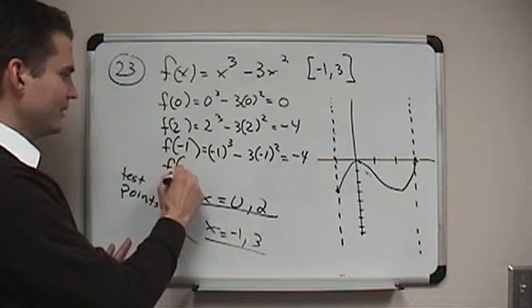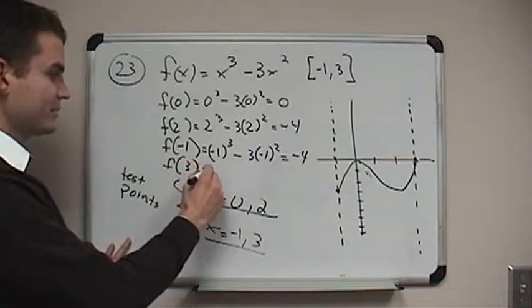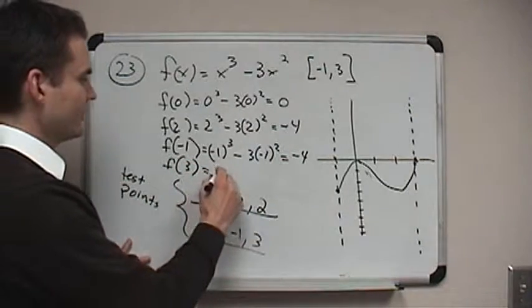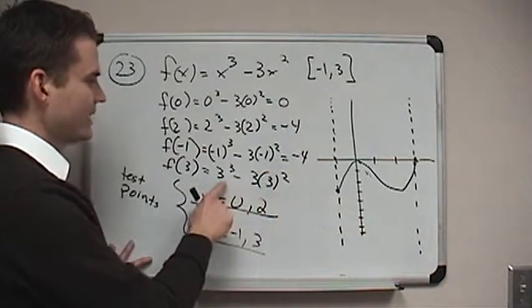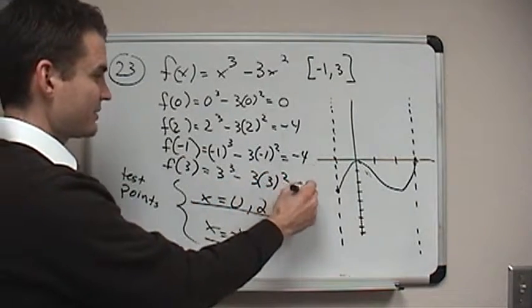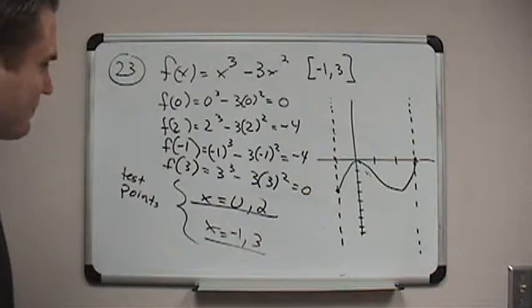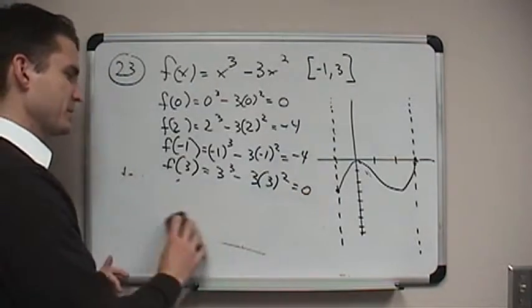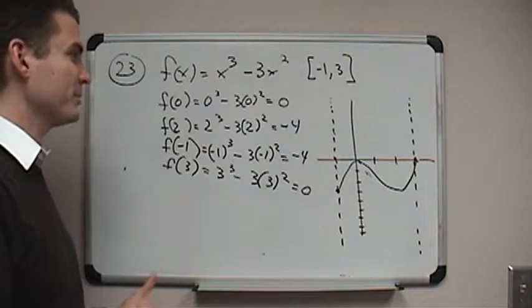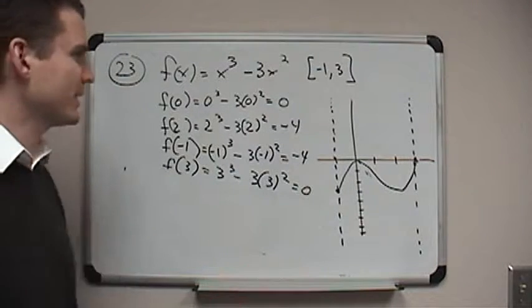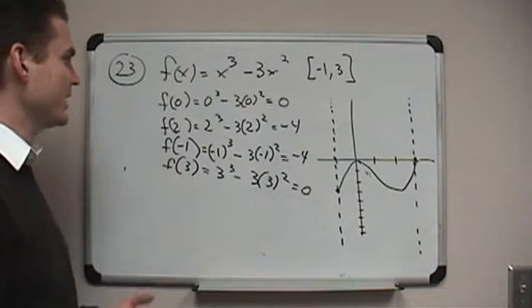And finally, that last endpoint, +3. Well, 3 to the third minus 3 times 3 squared. Oh, that's 27 minus 27, which is also 0. So actually this one was a little strange in that we have 2 absolute maximums and 2 absolute minimums. Usually you'll just get 1 of each, but it is possible to have 2 points which tie.